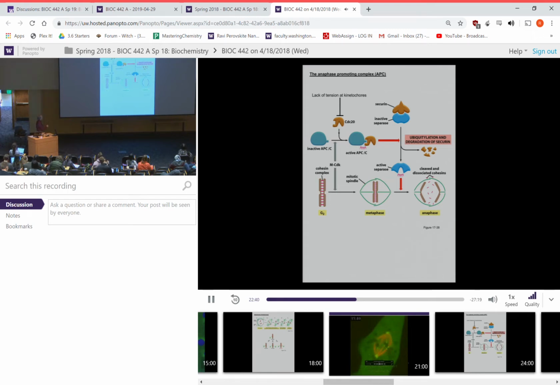But when the tension is equal, CDC20 now becomes available, and it will bind a set of proteins called the anaphase promoting complex, or APC. APC is a ubiquitin ligase. Remember how I told you that ubiquitin ligases could be activated by another protein binding? Well, that's what happens here. So the binding of CDC20 is going to activate this ubiquitin ligase complex.